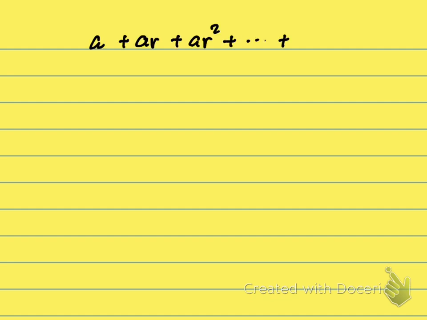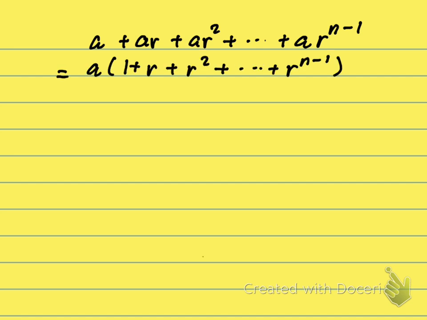Here's a quick proof for that sum formula. Let's start with the generic finite geometric sequence, and we see that a is a common term, so we factor the a out, and 1 plus r plus r squared up to r to the n minus 1 are the leftover of each of the terms after the factoring step. So let's give it a name, s. So s will be the value, the sum of all the terms in the sequence.